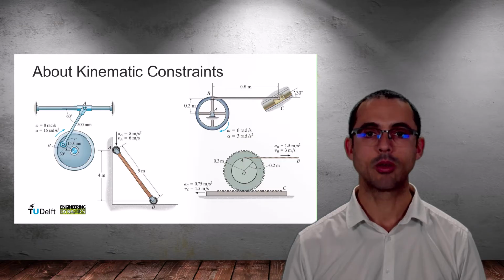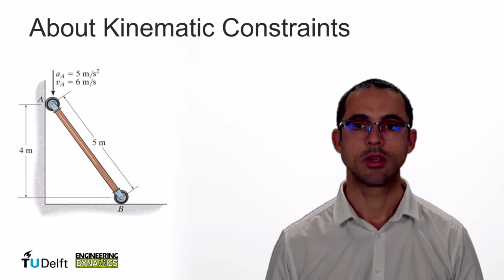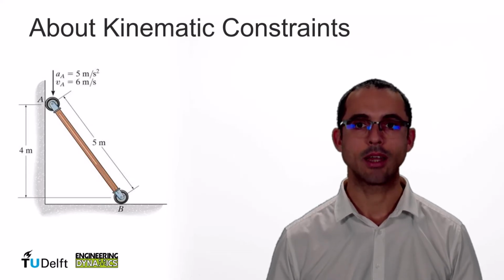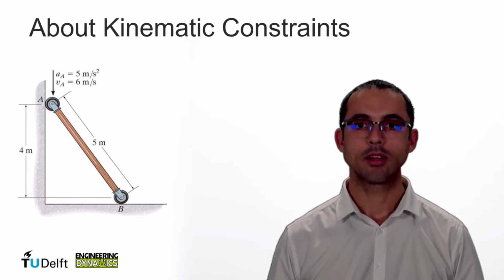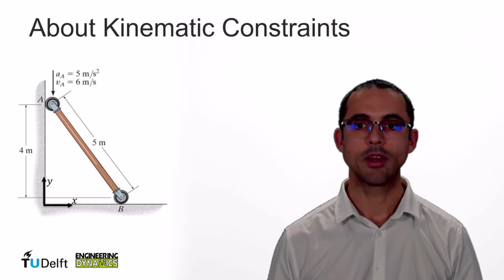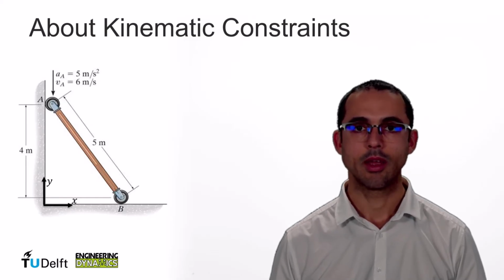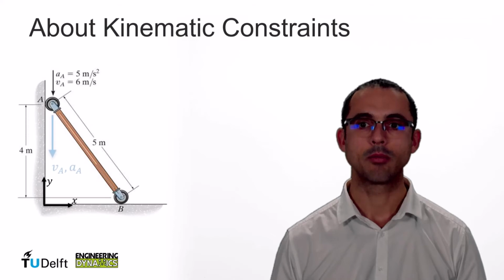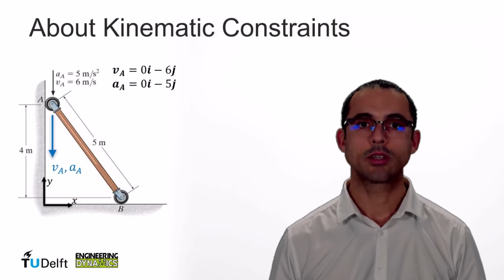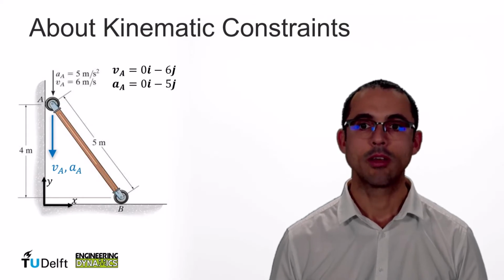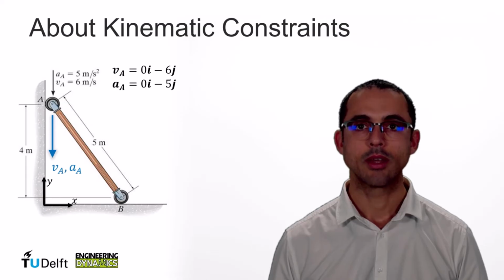Let's have a deeper look at how to include these constraints in the calculations. In this first example of a bar sliding, we have different constraints at point A and at point B. To start the discussion, let's define a convenient coordinate system. At the bar end denominated point A, we have only vertical motion, meaning that the velocity and acceleration vectors have only vertical components. These vectors can be written as shown here, according to our coordinate system.